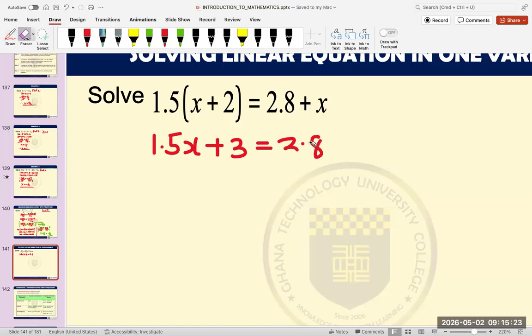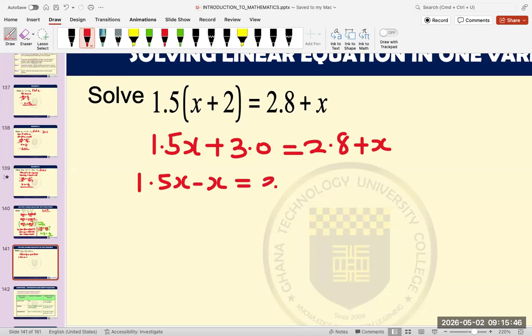Okay, let me not confuse you here. Let me write it the way it will appear on your calculator. 1.5 times 2 will give you 3.0 equal to 2.8 plus x. Like terms together. So 1.5x minus x equals 2.8 minus 3.0. So you have 0.5x is equal to negative 0.2.